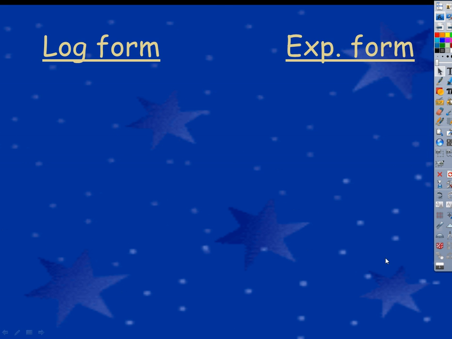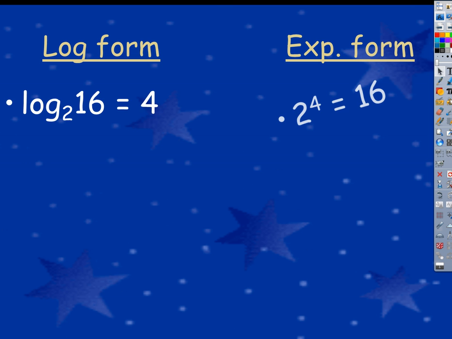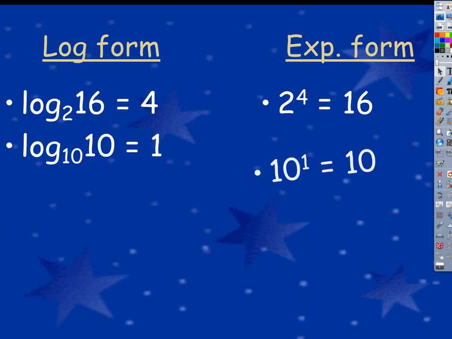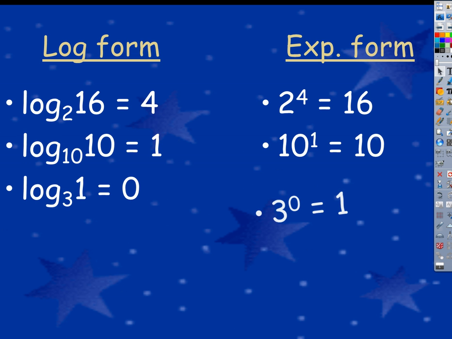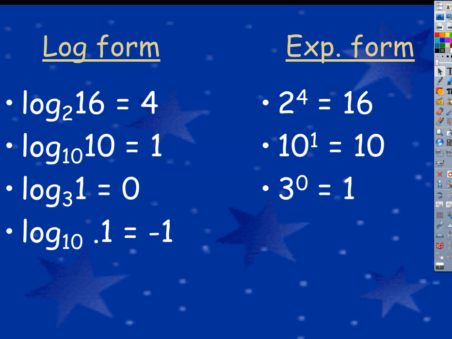So, let's try some other ones real quick. How would we write the exponential form for this? 2 to the 4th equals 16, right? The base of the log goes to the other side, equals 16, right? 4's got to be the exponent, 2's got to be the base, right? How about that? 10 to the 1 is 10. Makes sense, doesn't it? Okay. How about that? 3 to the 0 equals 1. Okay. 10 to the negative 1 equals 0.1, right?